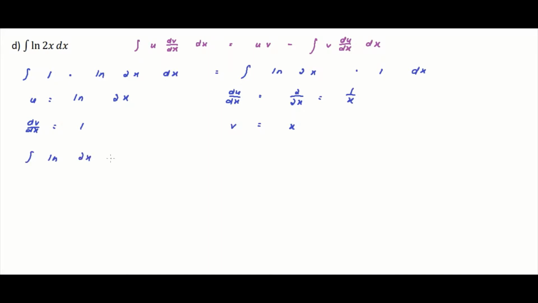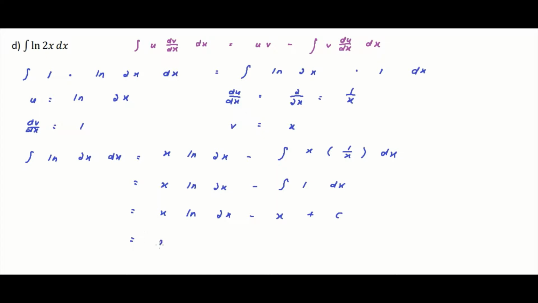So ln 2x dx will be equal to u times v, so x ln 2x, and then minus. Okay, so what do you have for v and du dx? You have x and 1 over x. So x ln 2x and after that minus, you need to integrate 1, right? When you integrate 1, you are actually getting x. So x ln 2x minus x plus c. Same thing, if you want to simplify your answer, then it will be x(ln 2x minus 1) plus c.